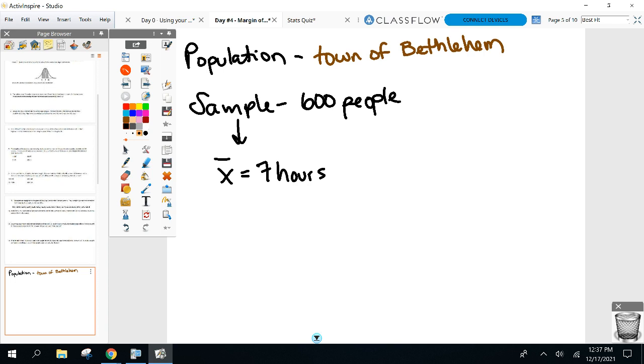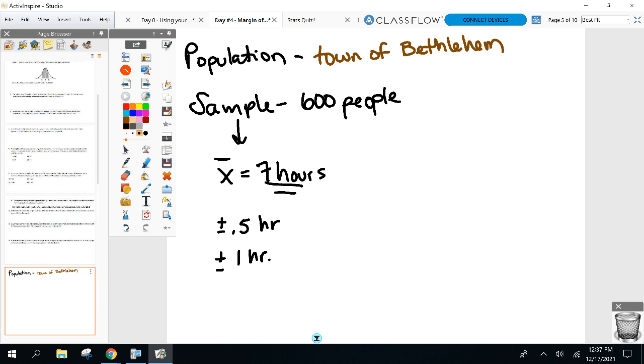Now, the question is, how much am I off by? That's what we're going to find today. Am I off by a half hour? Plus or minus a half hour either way. Am I off by maybe 1 hour either way? But are we all in agreement that 7 hours does not represent the population? So I want to find out, well, how much am I off by then? All right, how much am I off by either way?